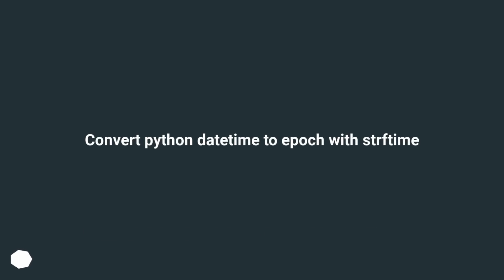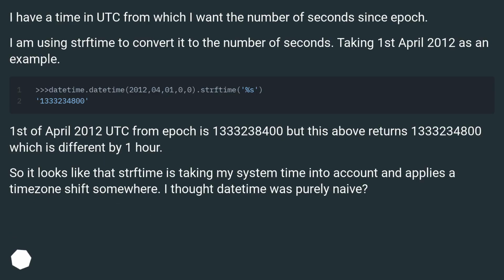Convert Python datetime to epoch with strftime. I have a time in UTC from which I want the number of seconds since epoch. I am using strftime to convert it to the number of seconds, taking 1st of April 2012 as an example.